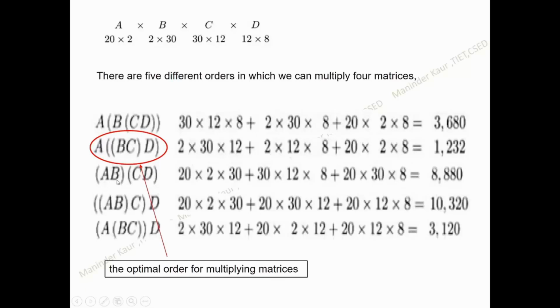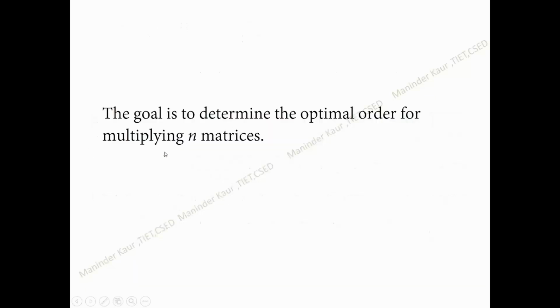Here A and B are multiplied first, then C and D are multiplied after that, then these two matrices are further multiplied. Now, you can count the number of multiplications using the same formula, and you can see that out of all these five possible orders, this order gives the optimal number of matrix multiplications. Now it is clearer what we were trying to achieve here.